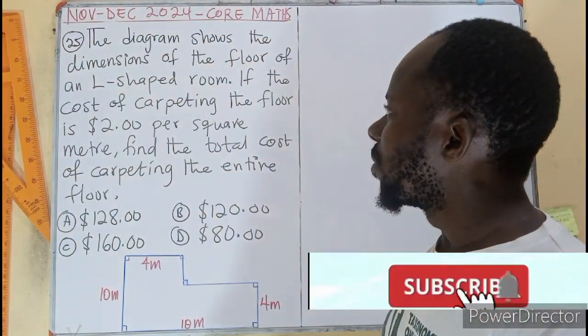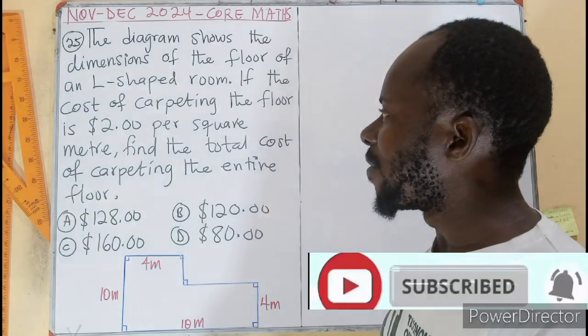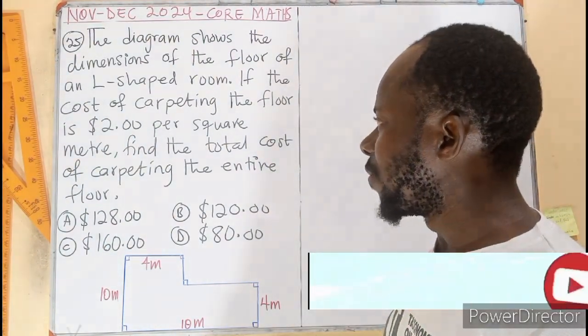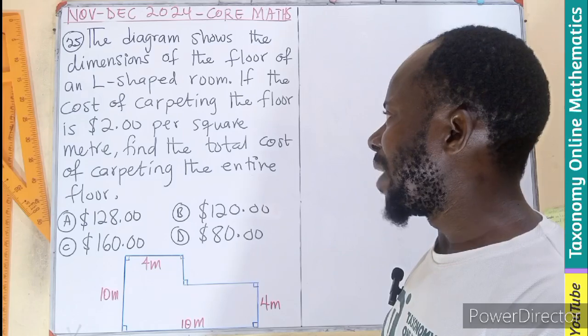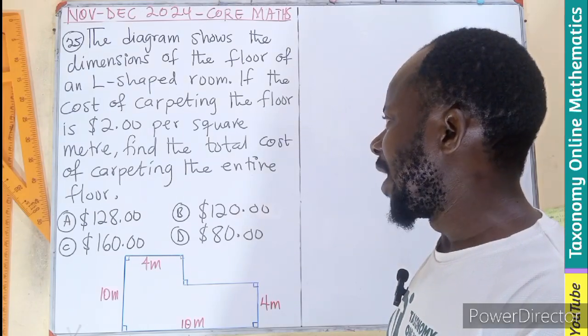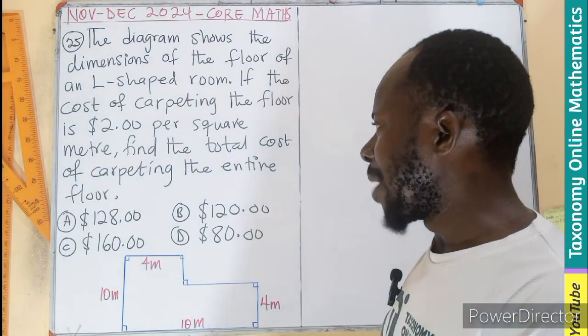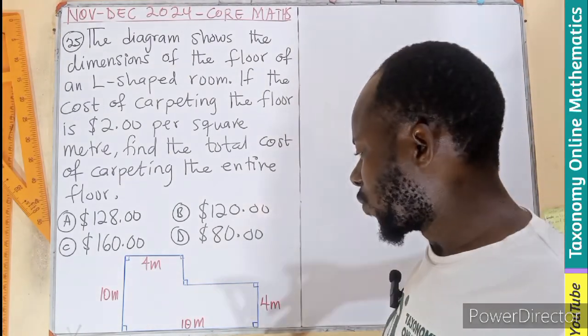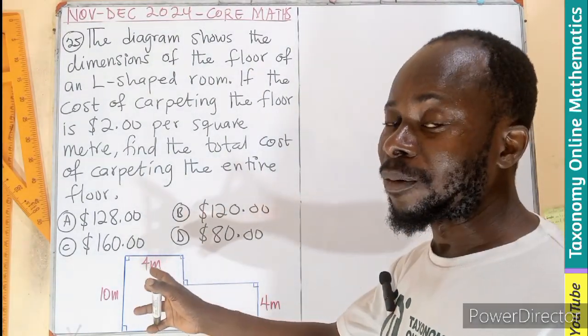The diagram shows the dimensions of the floor of an L-shaped room. If the cost of carpeting the floor is $2 per square meter, find the total cost of carpeting the entire floor. So we want to know what will be the cost of carpeting the whole floor.